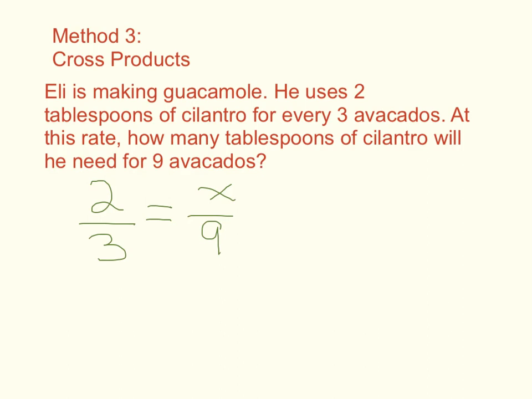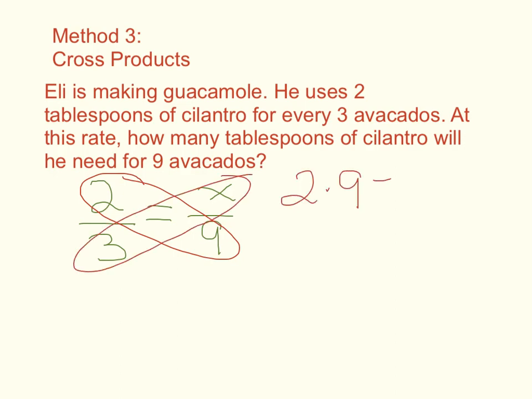And now I'm going to use my cross products, which means I'm going to multiply 2 times 9, and that equals 3 times x. Well, 2 times 9 is 18, and then we want to find the value of x, so we're going to divide 18 by 3, and 18 divided by 3 is 6. So therefore, we're going to need 6 tablespoons of cilantro.